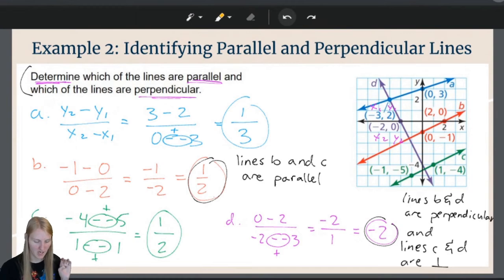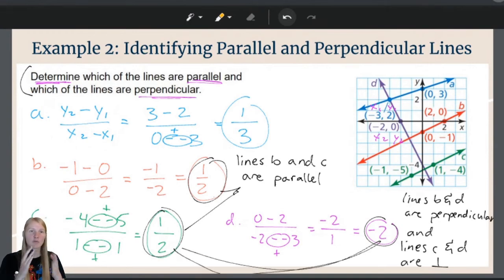So, because these are the same, it means they're parallel, and because these have the negative reciprocal of one another, their product is negative 1, they are perpendicular. And line A is just all alone, just all by itself. It's not the same as anything else, and it's not the negative reciprocal.